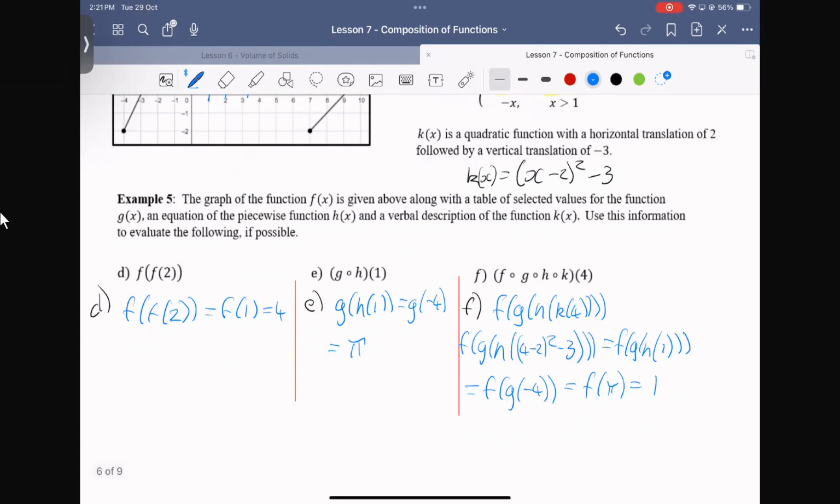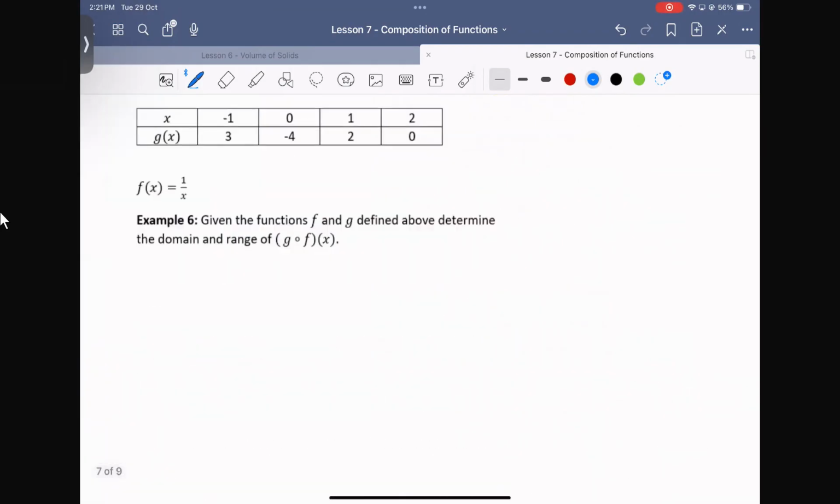Okay, let's move on to the last part. It gets a little bit trickier here. So in this bit, we are looking at the domain of composite functions. We've got two functions defined. Given the functions f and g are defined above, determine the domain of g of f of x. So let's go back to our function machine again.